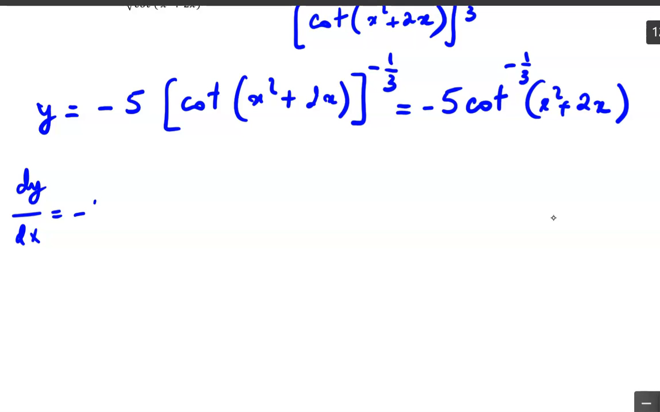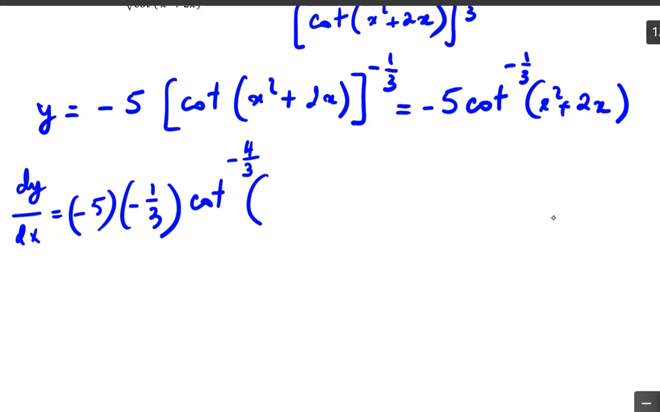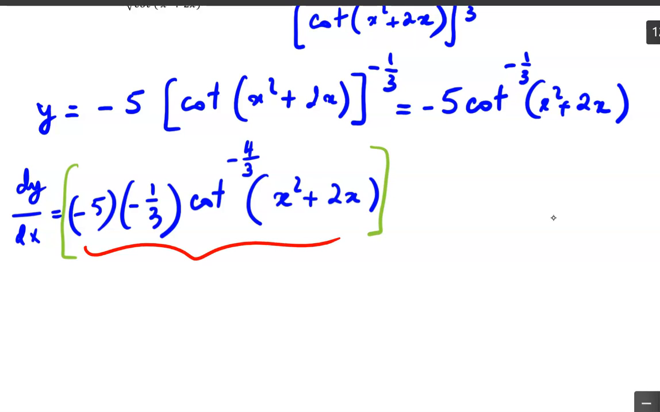I will take negative 5, I multiply by negative 1/3. At the same time, I will take 1 away from the exponent, which is 1 taken away from negative 1/3, and that gives me negative 4/3. And I write the exact argument again. If I make a note of this, I will tell everyone that this is the power rule.